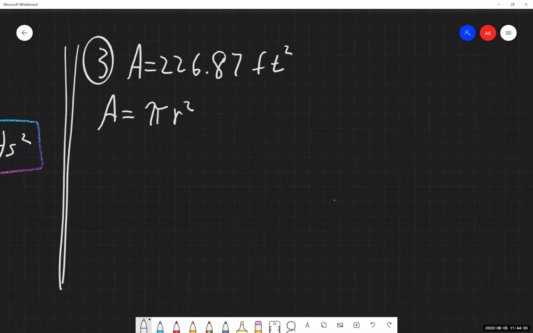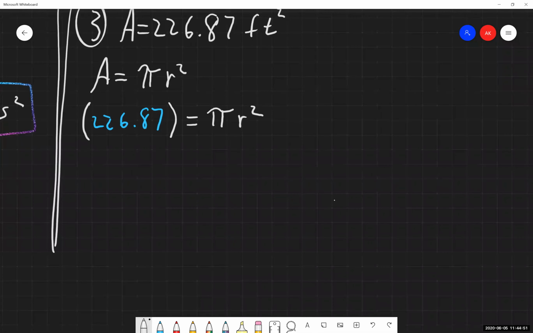And now from here, we're plugging in what we know and solving for what's left over. So I know I'm going to have 226.87 for the area equals pi r squared. Now I want to get that r all by itself. So I'm dividing both sides by pi, because that's the number out front.